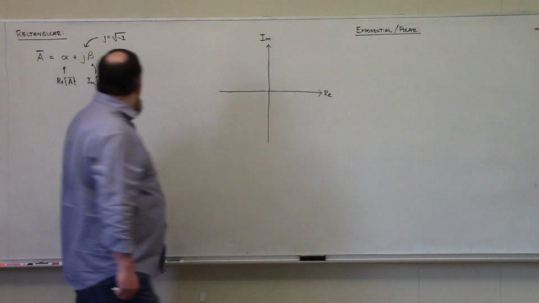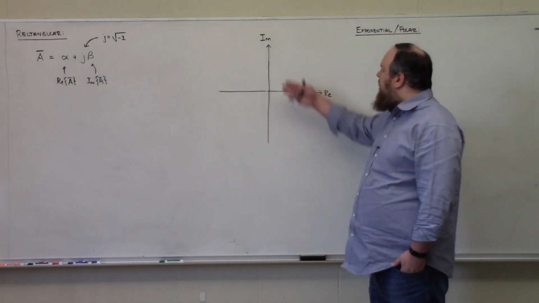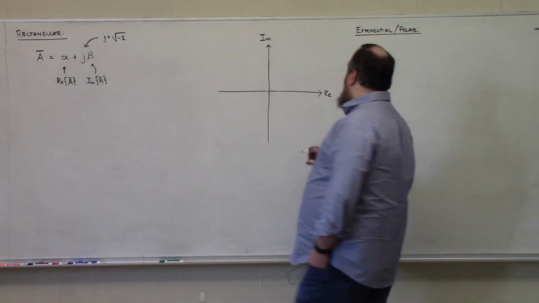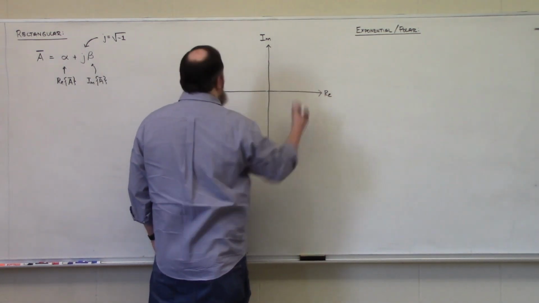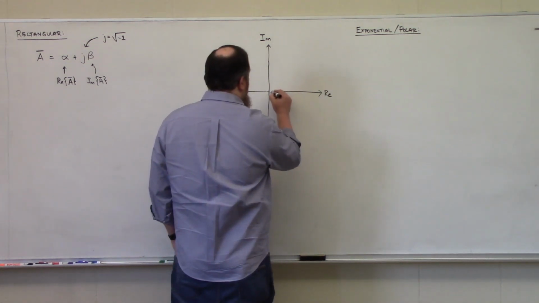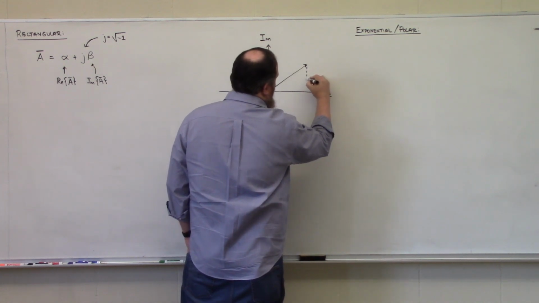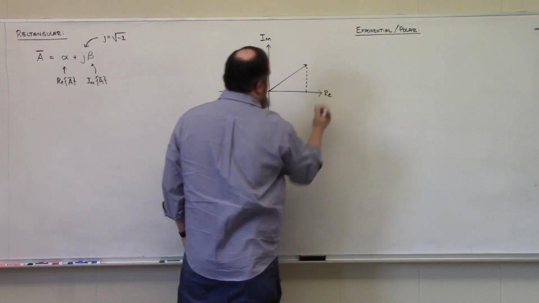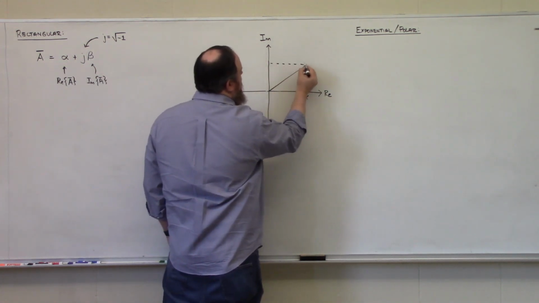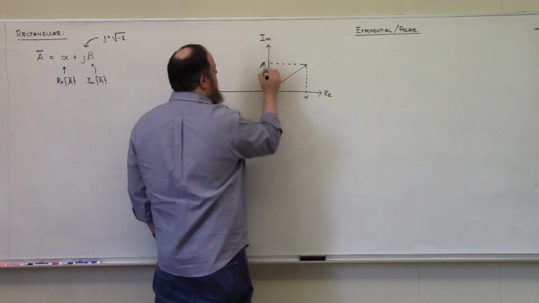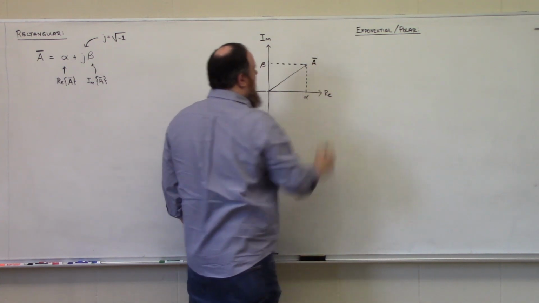So if we plotted this rectangular complex number on a complex plane like we have shown in the middle of the board here, we would go out alpha units in the real direction and up beta units in the imaginary direction. And so we might have something that looks like this, where the projection onto the real axis is alpha, and the projection onto the imaginary axis is beta. And this would be our complex number A.